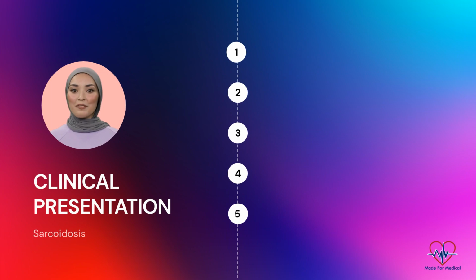Sarcoidosis is a systemic inflammatory disease that can affect multiple organs in the body, most commonly the lungs and lymph nodes. However, it can also involve other organs such as the skin, eyes, liver, heart, and nervous system. The clinical presentation of sarcoidosis can vary widely depending on the affected organs and the severity of the disease. Here are some common clinical manifestations.